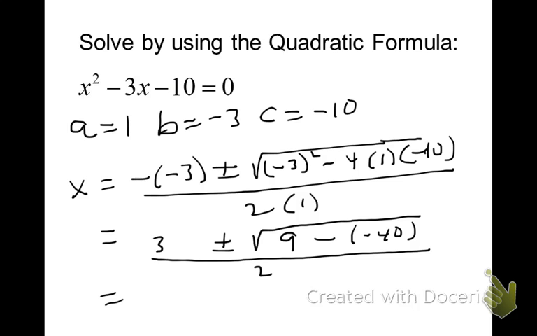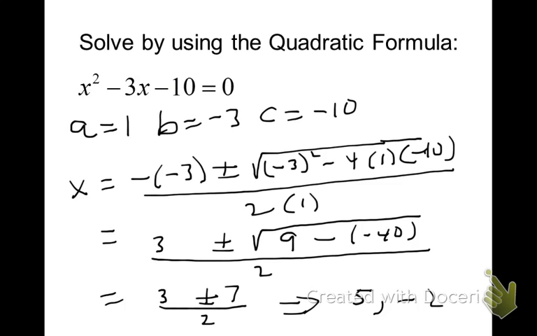Now the nice part here is that 9 minus 40 is going to turn into negative 49, which of course, the square root of 49 is 7. So I'm going to end up with 3 plus or minus 7 over 2, which is 3 plus 7 is 10, divided by 2 is 5. And 3 minus 7 is negative 4, divided by 2 is negative 2. So our solutions are 5 and negative 2.